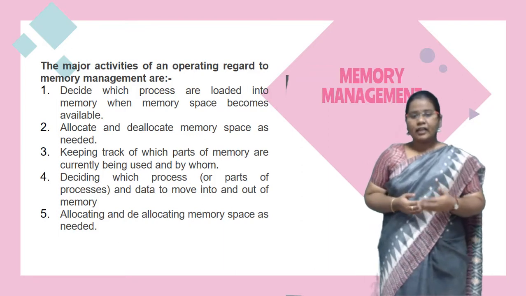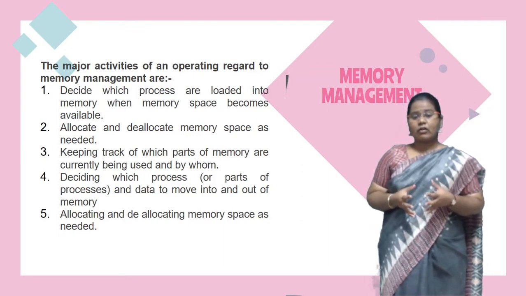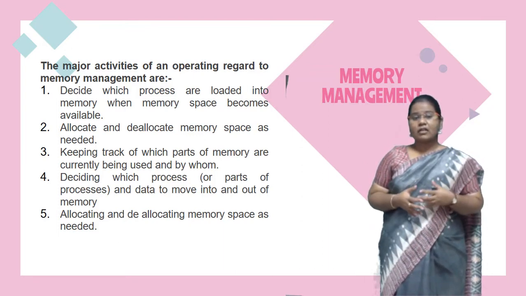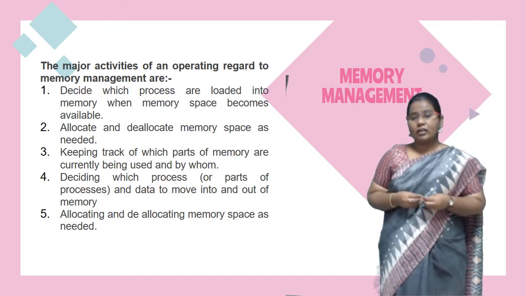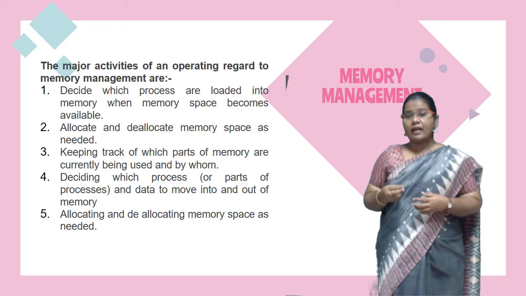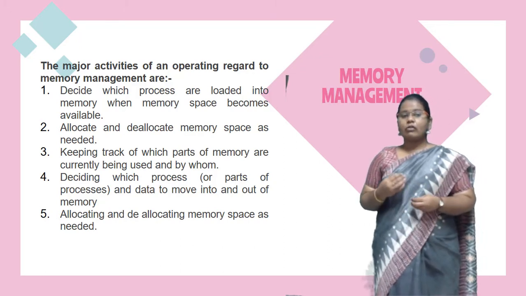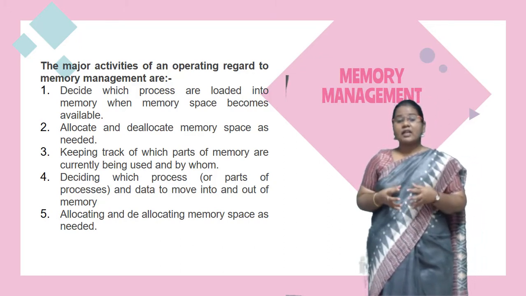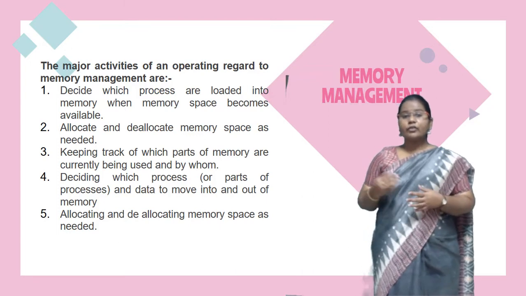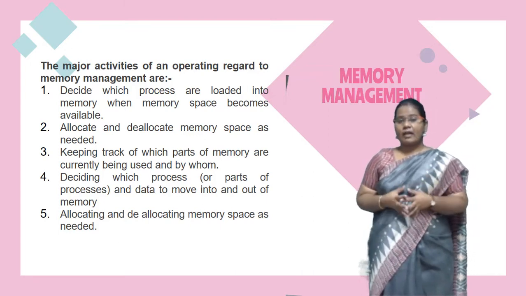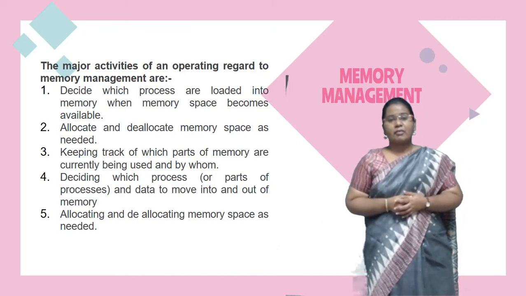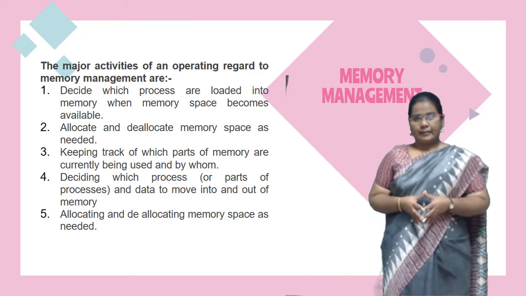And then third, we have the keeping track. The operating system will also keep track of which parts of memory are currently being used and by whom, that is, by which process. And it also decides which process and data have to move into the memory and have to be taken out from the memory. It also manages allocating and reallocating memory space if needed.